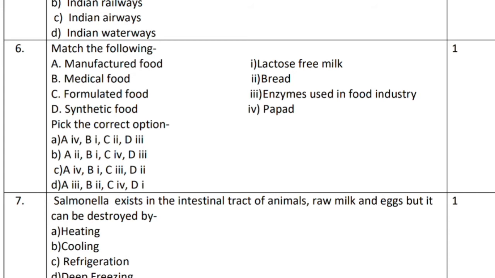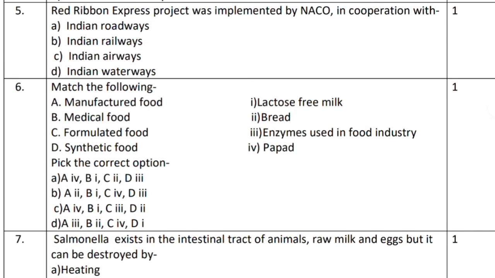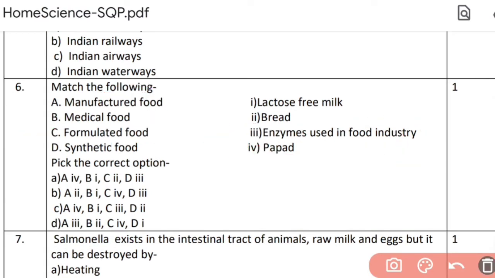First we look at A. A, manufactured goods. What will come in manufactured? I think it will be papad. If you remember, papad are manufactured. So here we match A with 4. Medicinal food, which can it be? Medicinal food, can you tell me? Obviously lactose free milk. For the people who have lactose intolerance, we have lactose free milk and that is why, because it has medicinal value, it is medicinal food.